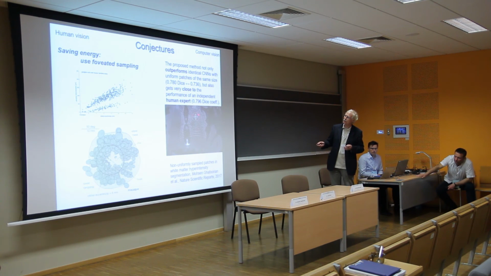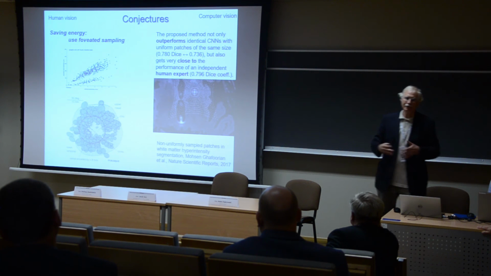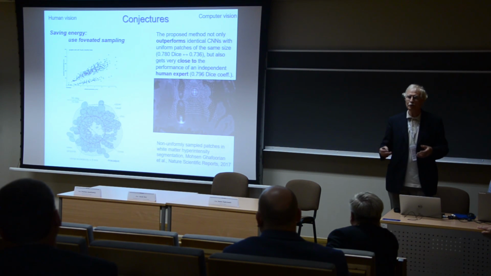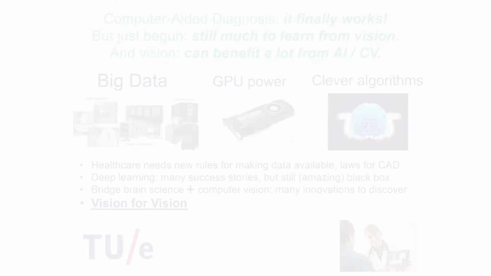We say we have a high resolution here, and we have lower resolution going out. It turns out to be far more effective. You can cover a larger area with less computing, and we were better than a human expert. So we already did this more efficiently just by looking at how the brain does it. So we have a lot of things here to do.